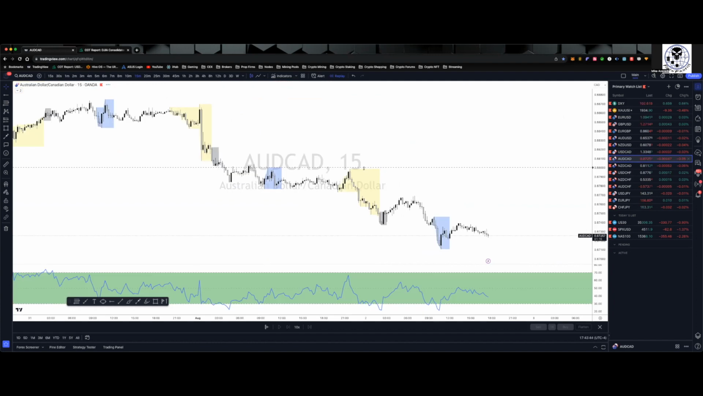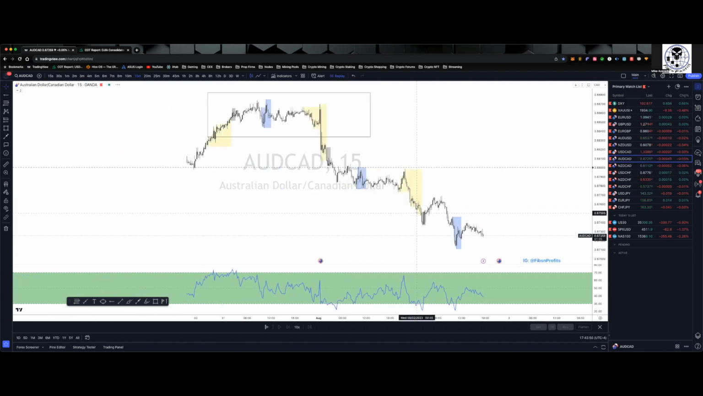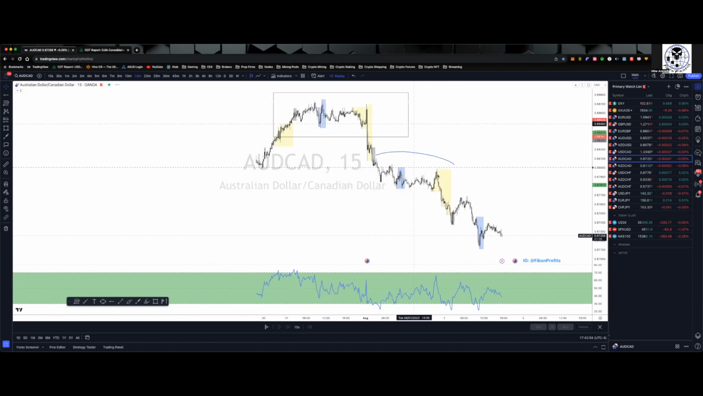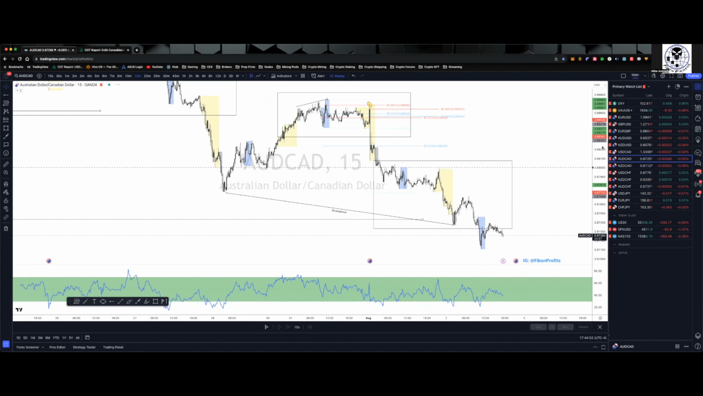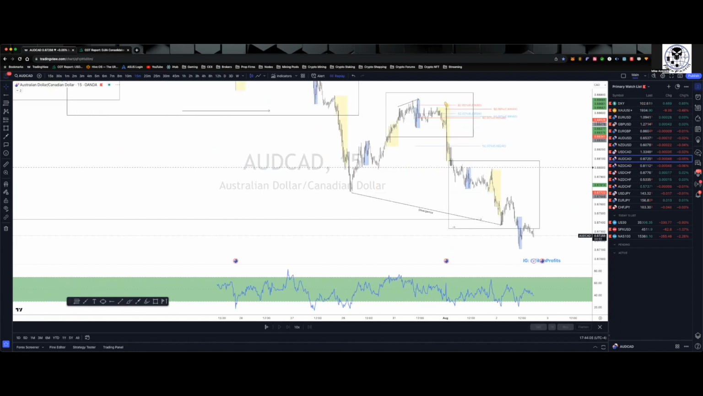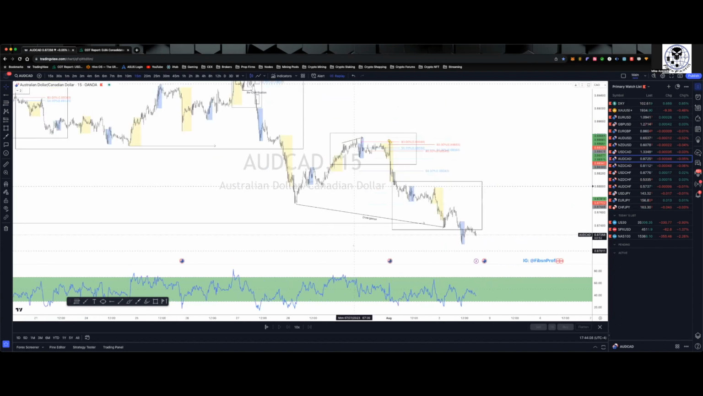I was really hoping today that we would get back up, at least take out this non-manipulated redistro. But we've kind of just been falling off. So where we're sitting right now, we just created a new leg out of Frankfurt's new low. Let's get up to the 30-minute.